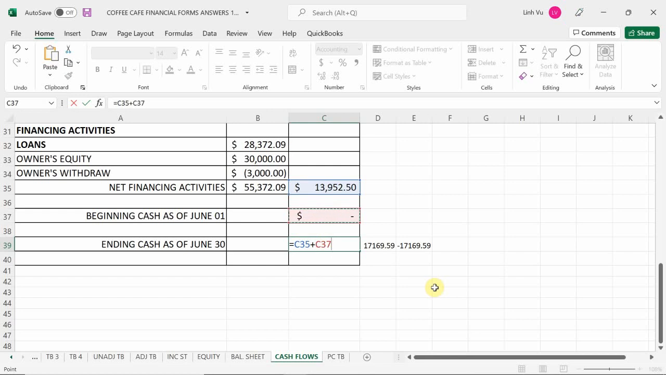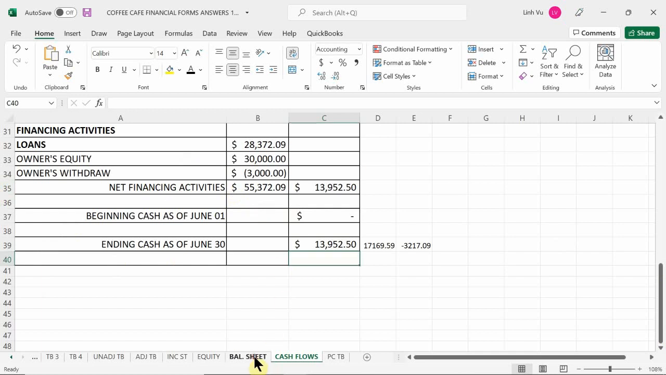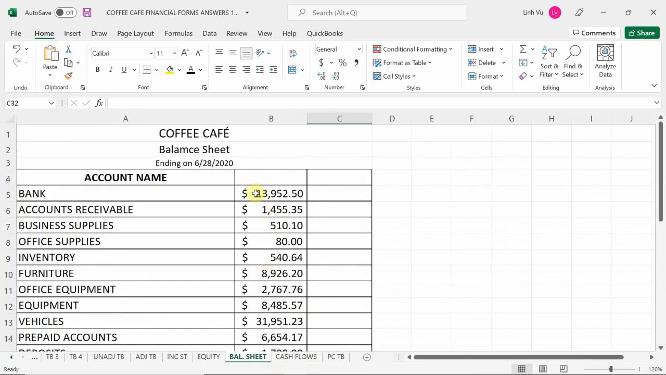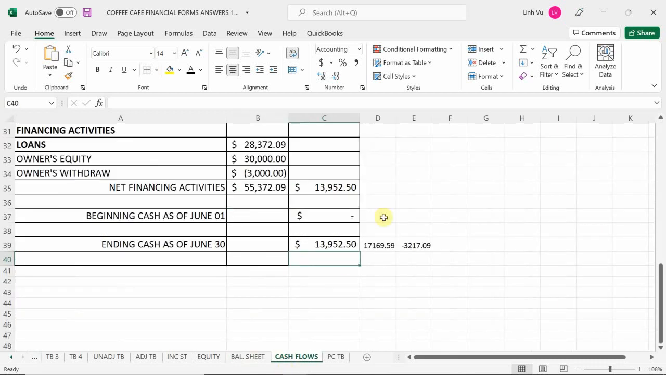In this case, I didn't open my bank account until June 1st. I didn't have any money. So therefore, your ending balance in your bank account should be $13,952.50. And is that true? Take a look at your balance sheet. I have $13,952.50 in my bank account. So yes, it is true. And that's how you complete the statement of cash flows.